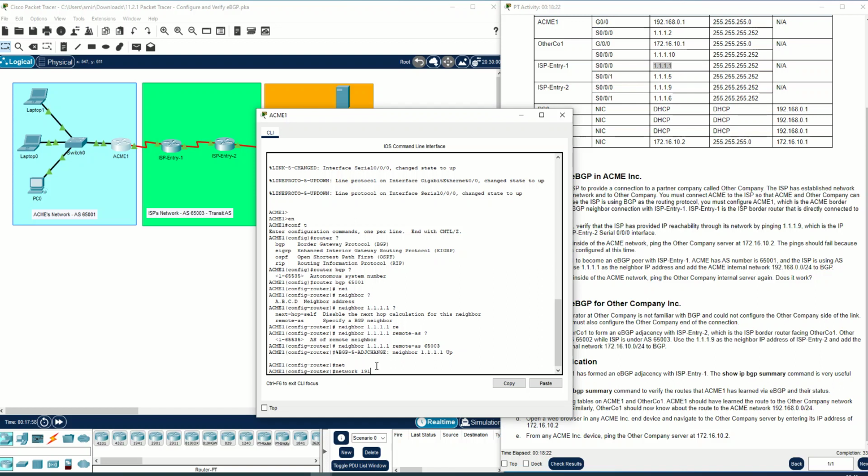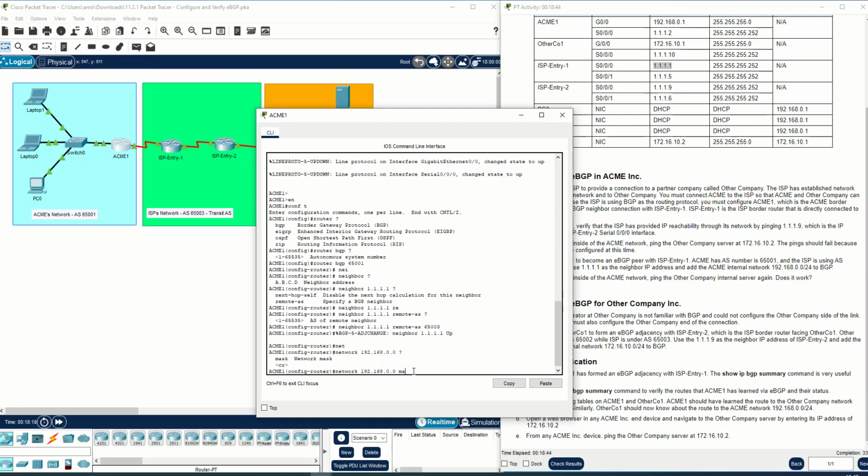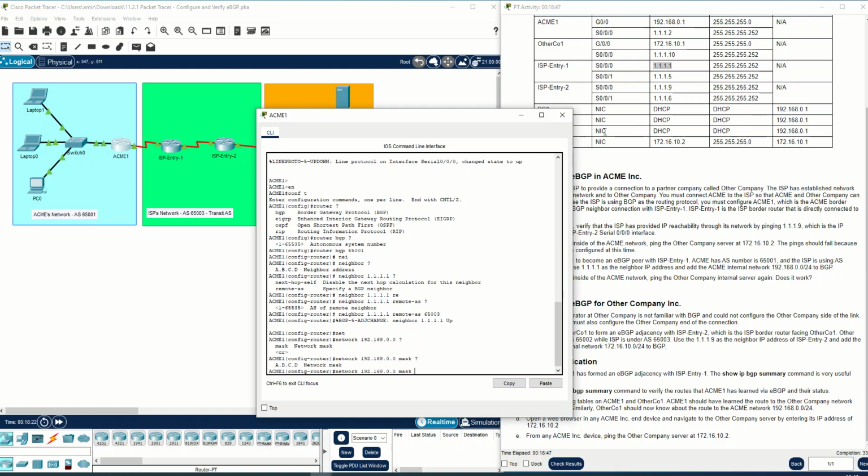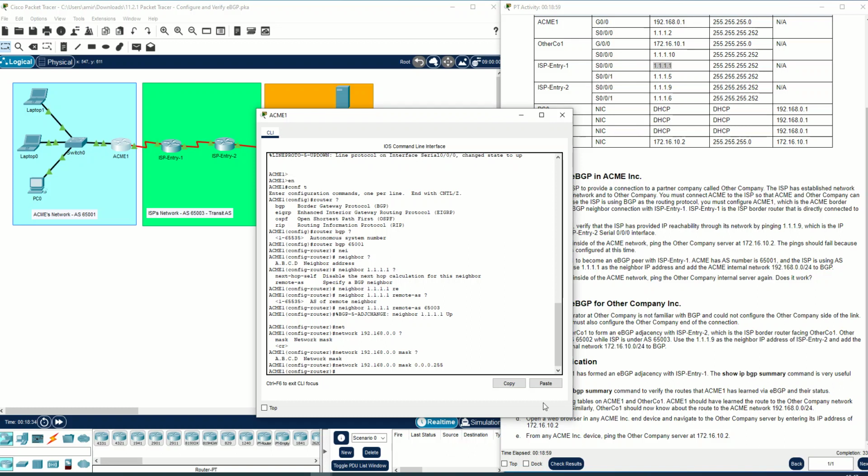You can see here, you can use 192.168.0.0. This is the network address. This is the IP address of G0/0 that helps us to find the network address. After that, you need to write the wildcard mask, and the wildcard mask for /24, or 255.255.255.0, as you can calculate it, is 0.0.0.255.